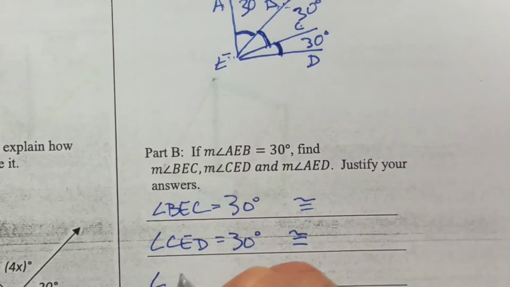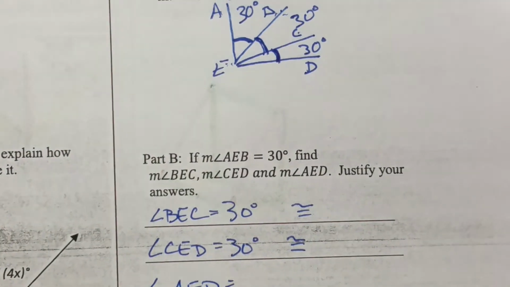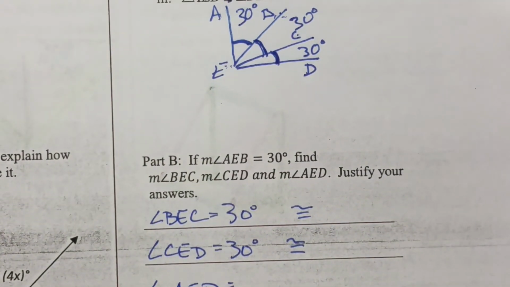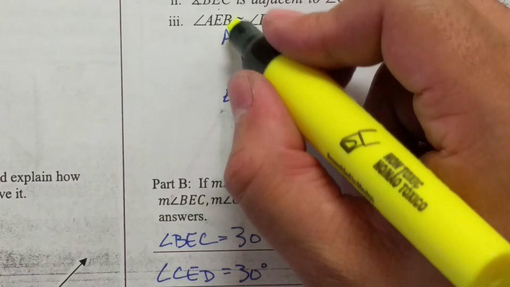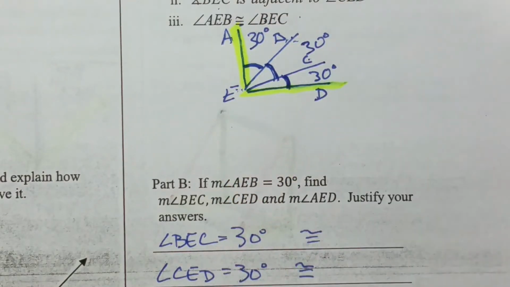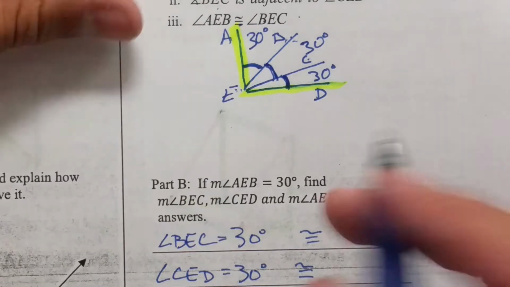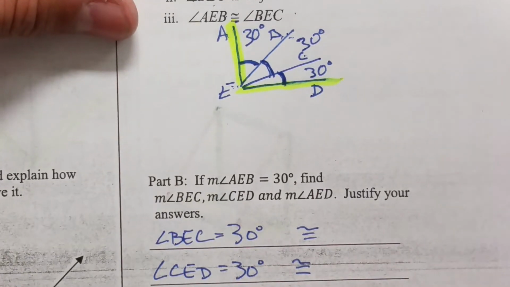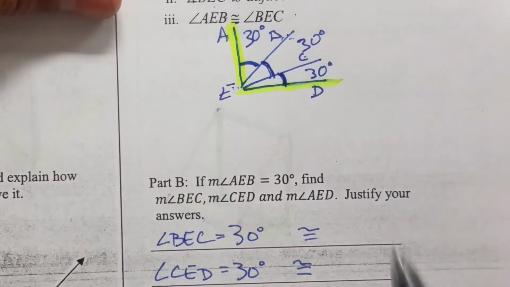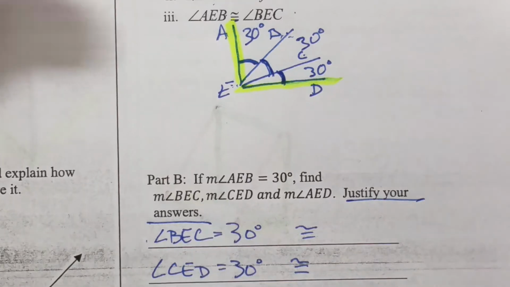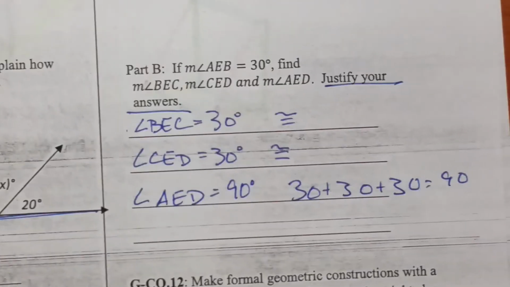And angle AED. I have to look closely at what I have on there. AED right there, that's the whole thing. So that one's going to be 90, because it's 30 plus 30 plus 30 equals 90. That's the reason I'm justifying my answer. Give me a reason to justify that.